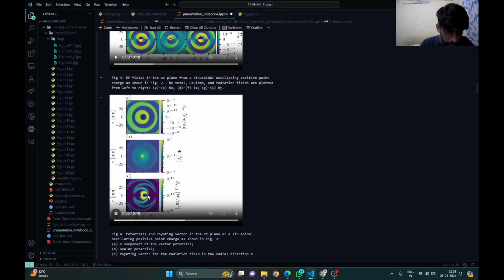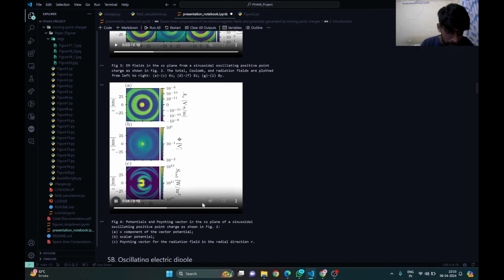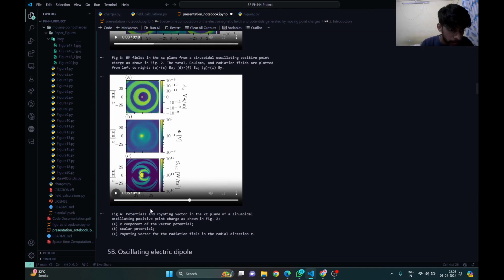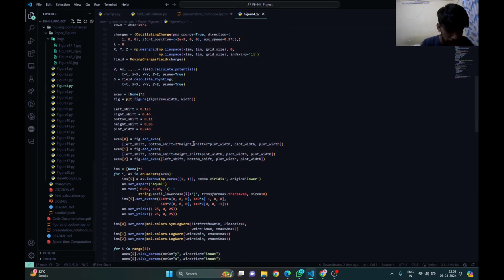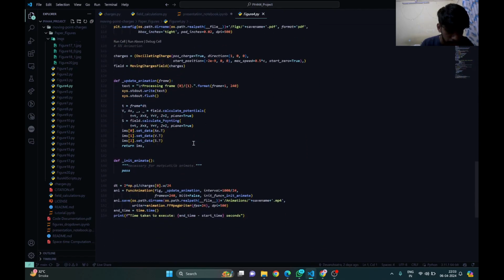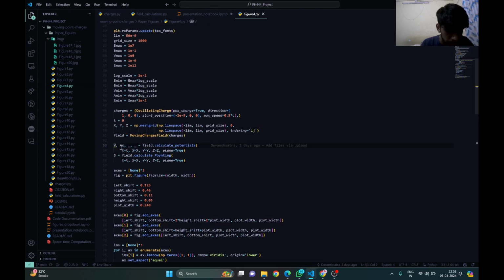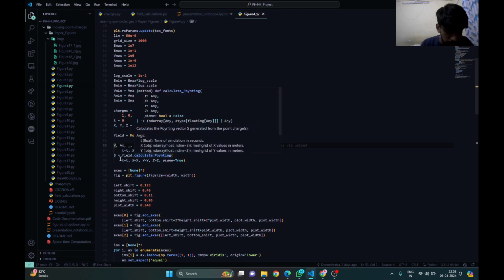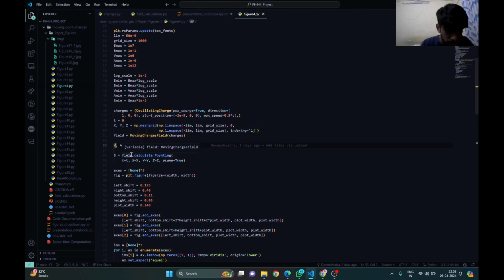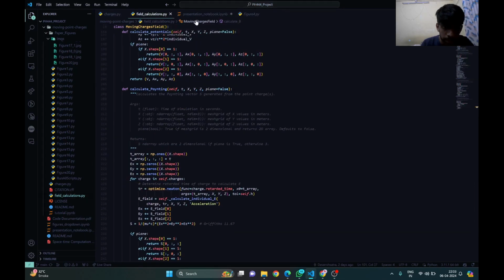Here we can see that the Poynting vector shows us how the energy radiates out of the system. This also can be easily calculated using the function calculate potentials, where by choosing V, Ax, Ay, Az, we can easily calculate the potentials. Calculating the Poynting vectors is also very easy: you use field.calculate pointing, which are all given in the field_calculations.py.